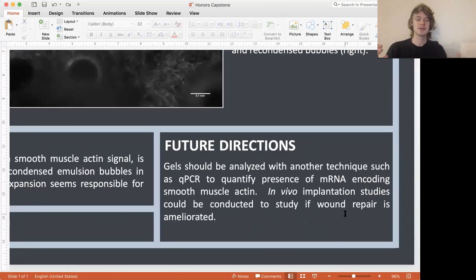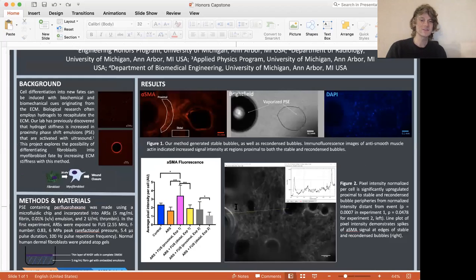You could also apply it to other types of cell lineages. So you could use some of this data to possibly differentiate mesenchymal stem cells into cartilage fate. That's something that would be very valuable for arthritis treatment. So we'd like to definitely do more research here, but I'm very excited about what we found.